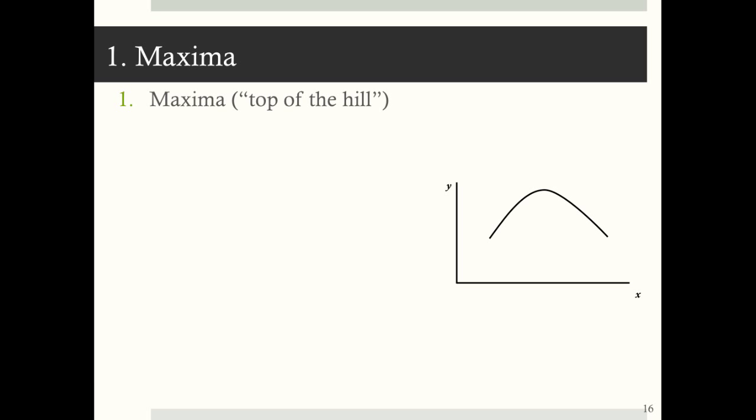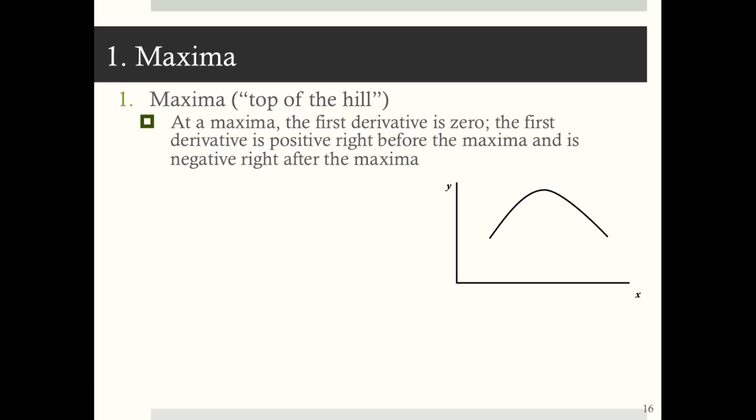So for the first derivatives test, at a maxima, the first derivative is 0. We know that. The first derivative is positive right before the maxima and is negative right after the maxima. So what does this mean? At a maxima, the stationary point, we're first finding a stationary point. That derivative is equal to 0. So here it's at x sub 0. So at x sub 0, the derivative equals 0.